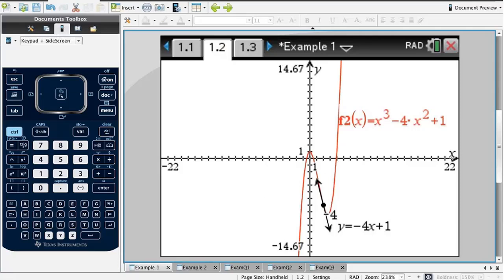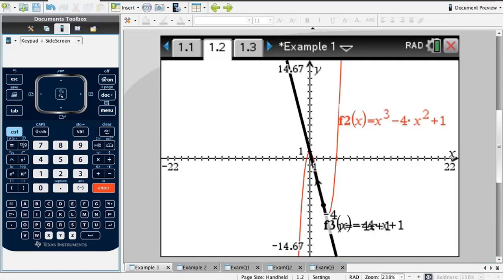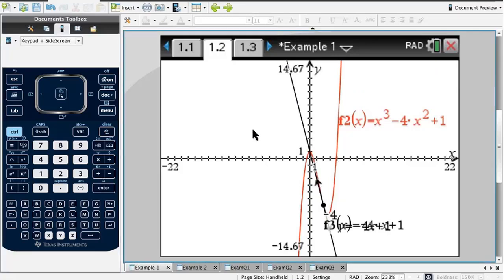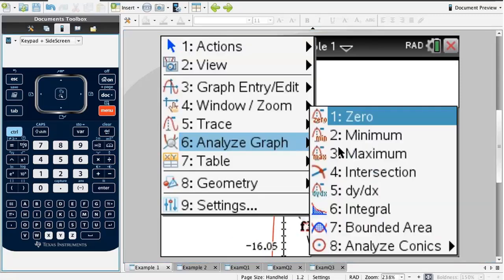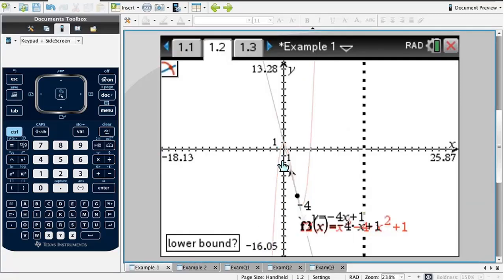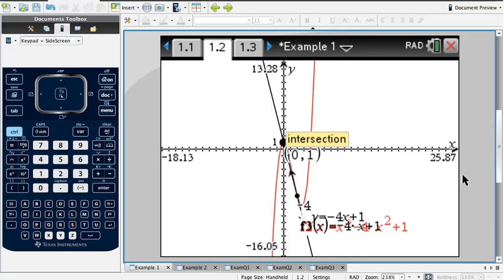So I'm actually going to graph the line, -4x plus 1. Press tab and type in -4x plus 1. Enter. Now I can see the proper tangent much longer, and I can see it intersects here. So now I can find the point of intersection. Menu, analyze graph, intersection, the lower bound, upper bound, and there we have it. The other intersection where the tangent crosses the graph is at 0, 1.